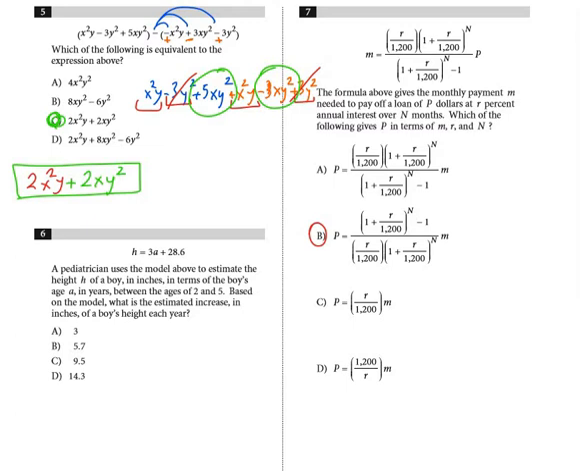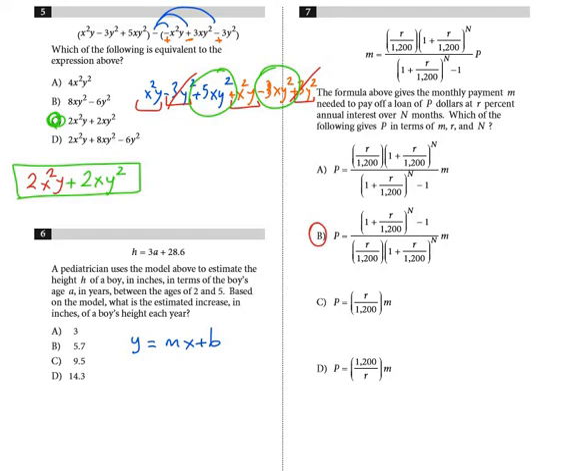Question number 6. A pediatrician uses the model above to estimate the height of a boy in inches in terms of the boy's age A in years between the ages of 2 and 5. Based on the model, what is the estimated increase in inches of a boy's height each year? So we have a linear equation in the form of y equals mx plus b. This is slope-intercept form. And let's match up the equation here.